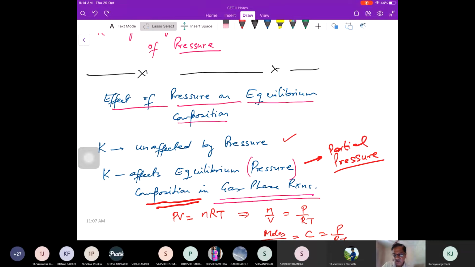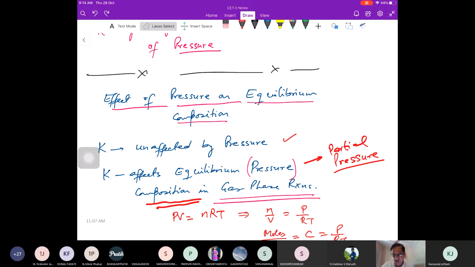For endothermic reaction, what happens? What is endothermic reaction? Heat is absorbed, right? So the reaction will proceed in such a way that heat is released. उल्टा होना चाहिए बिल्कुल. So that means temperature should be increased. For endothermic reaction, we always operate at maximum temperature because heat is absorbed.